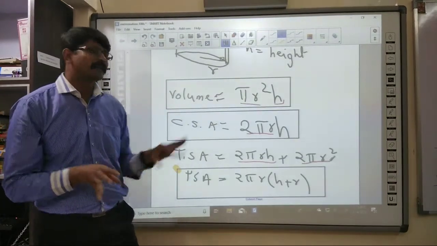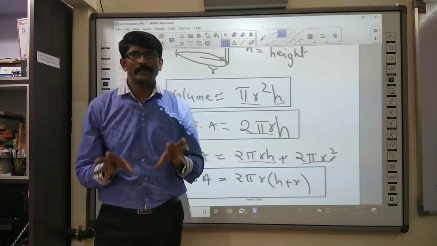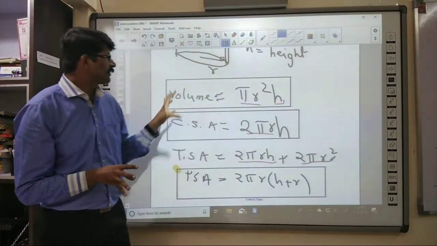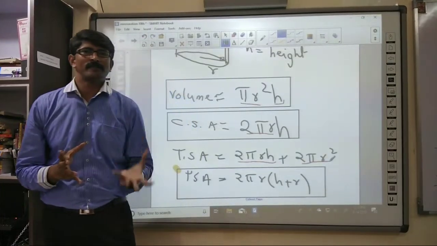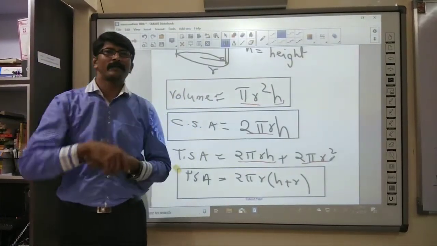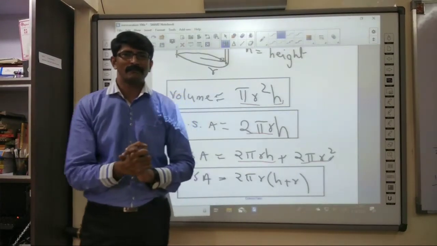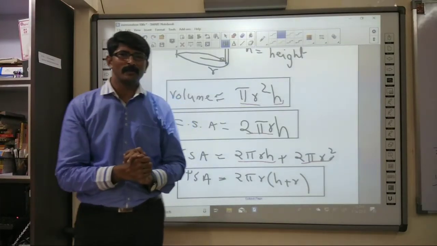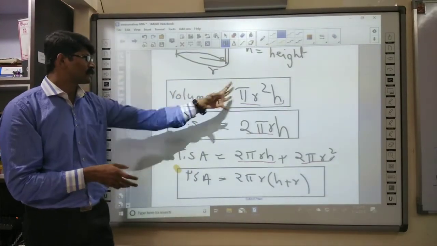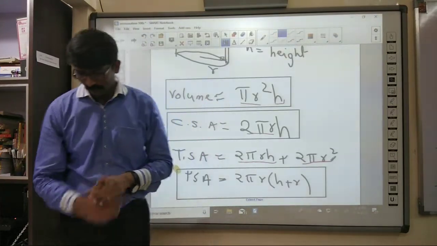And understand, once again, whatever questions we get in the examination, they will never be in the direct format. So there will be like a mixed figure, like there would be a cylinder, and on that a hemisphere is placed, so calculate the curved surface area or calculate the volume, such kind of things. Mixed questions are going to come. So we may not use this formula directly, but we will use some part of the formula.